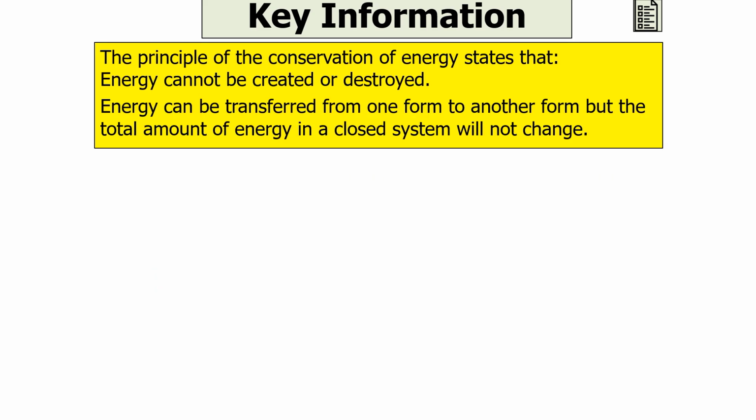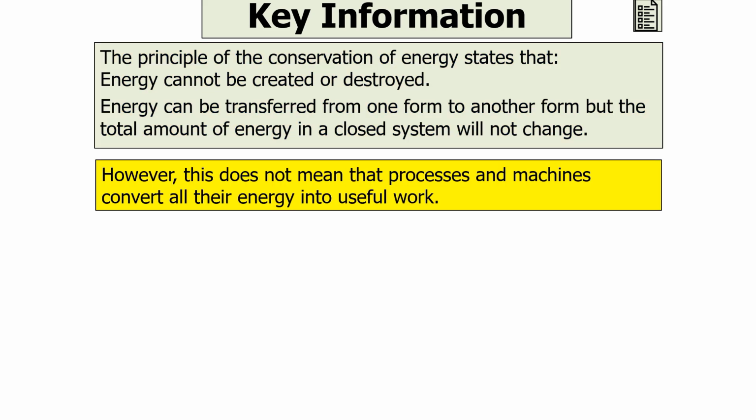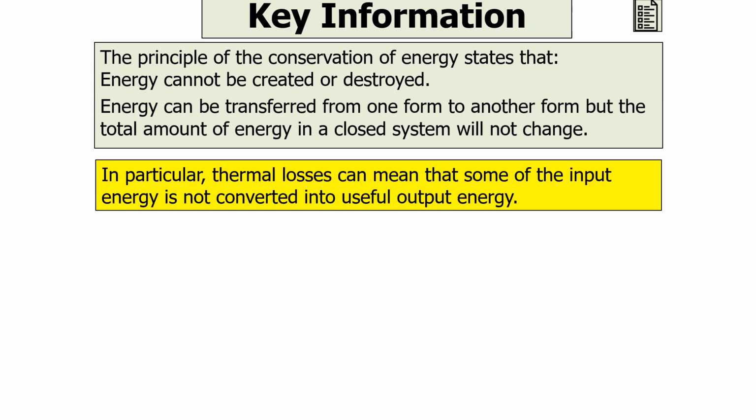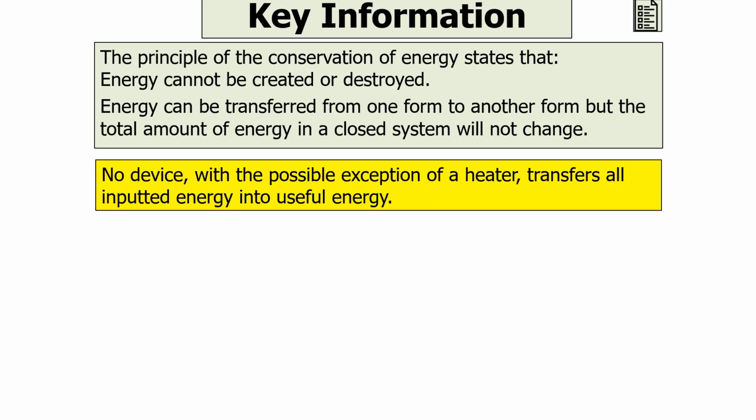Now, the principle of conservation of energy states that energy cannot be created or destroyed, but energy can be transferred from one form to another form, but the total amount of energy in a closed system will not change. However, this doesn't mean that processes and machines convert all their energy into useful work. In particular, thermal losses can mean that some of the input energy is not converted into useful output energy. No device, with the possible exception of a heater, transfers all inputted energy into useful energy.